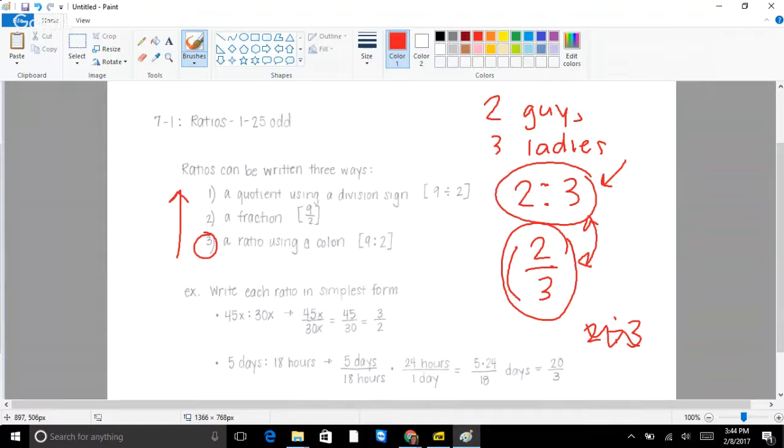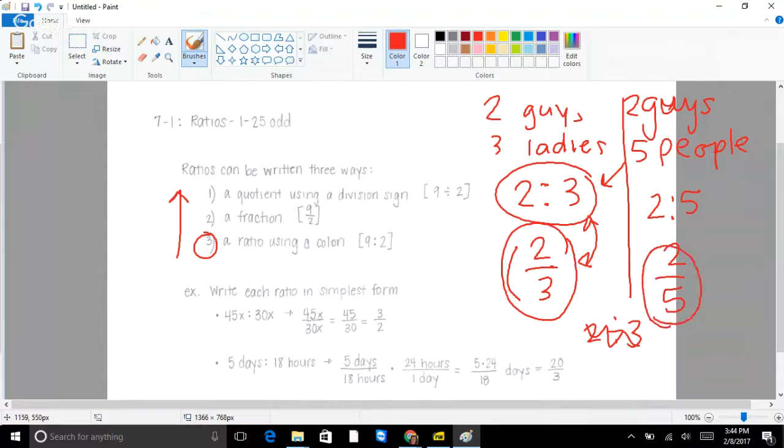Or, for example, say we want the ratio of guys to people. In our class, we have 5 people and 2 guys, so that ratio will be 2 to 5. We read them all the same way, using the word "to", so 2 to 5 when we're reading them.